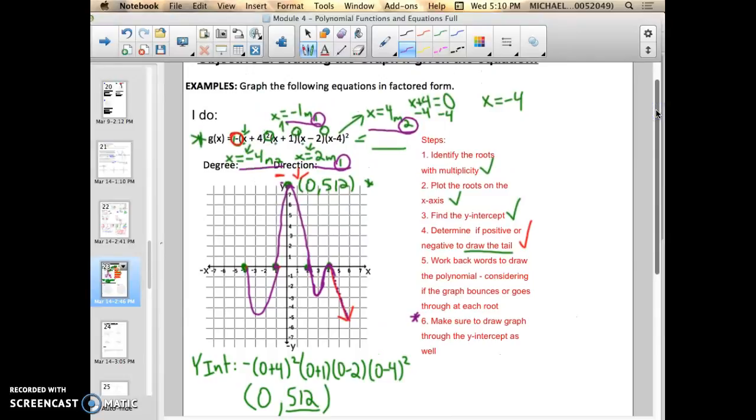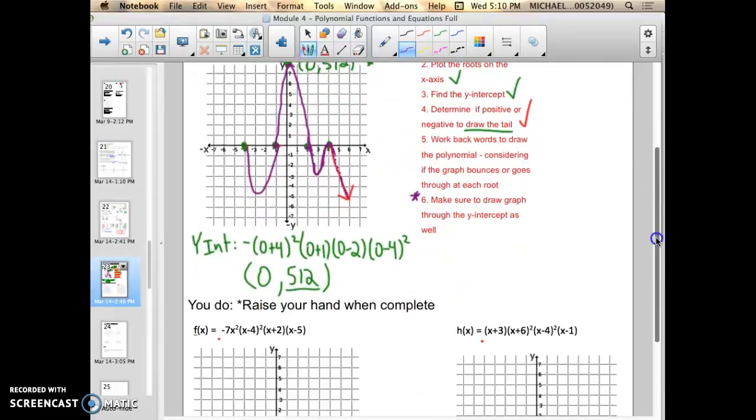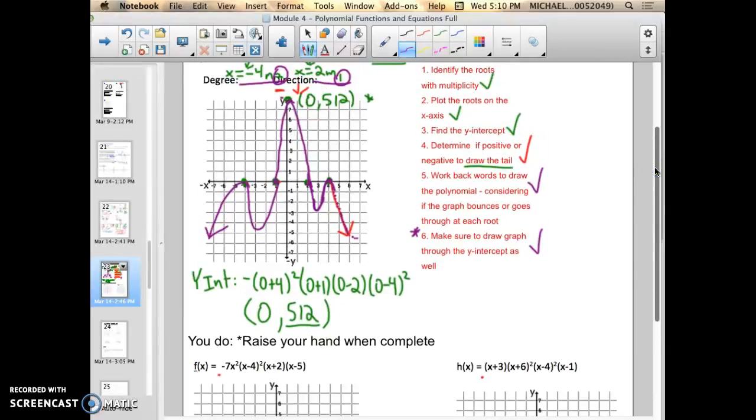And I did that one here. And its multiplicity was 2. So that tells me it's even. That tells me it's going to bounce off. And I draw my dragon tail. I like to call it that. You can call it whatever you want, but I draw the dragon tail to finish it off. So now I started with my end, I worked all the way backwards, and I drew my beginning dragon tail. So I just did step 5, and I did step 6 through that process. I just said make sure to draw the graph through the y-intercept as well, because sometimes that can be forgotten.